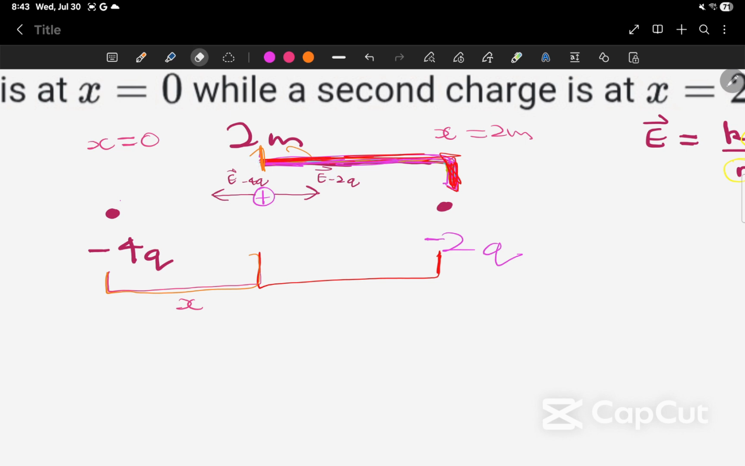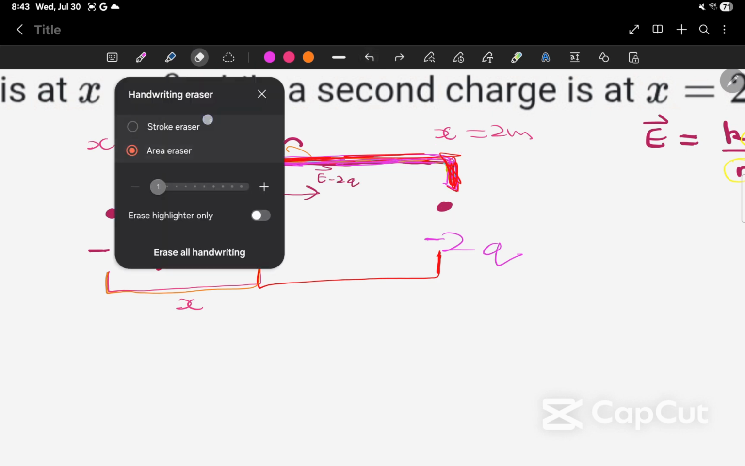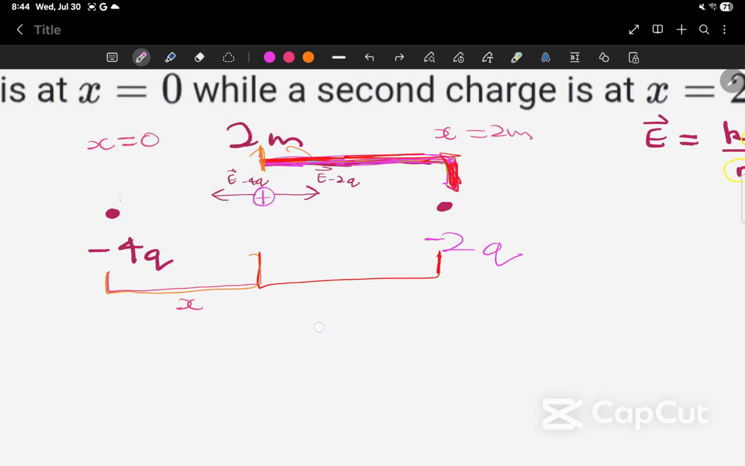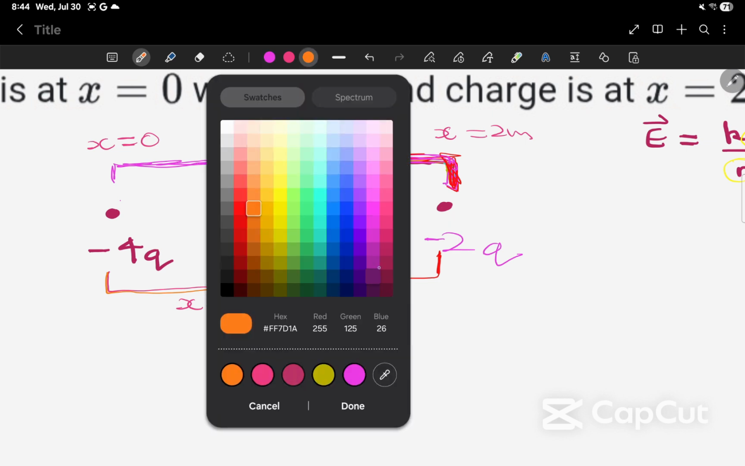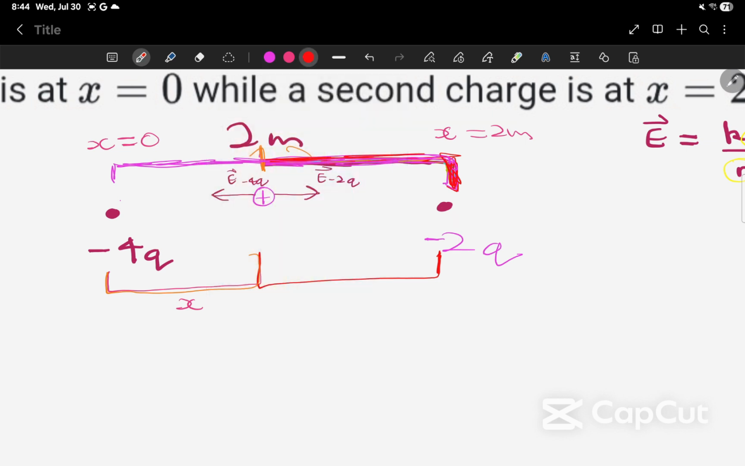I'll get only that piece of the distance left over, which is going to correspond to this guy here. So let me draw that again. There we go. So that's why I'm saying that distance here in red is going to be 2 meters minus x.